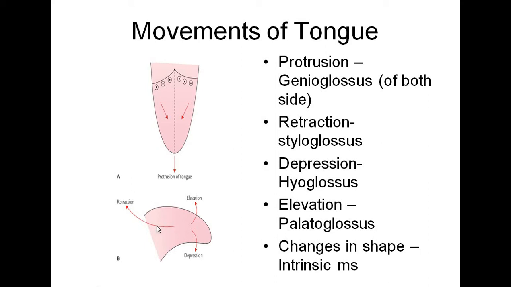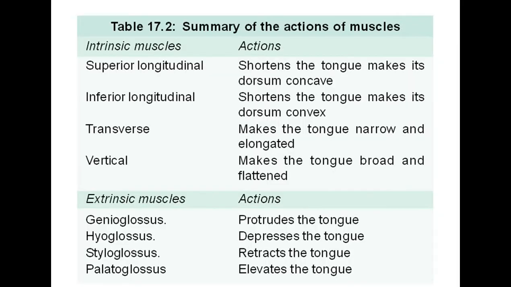The retraction is the backward pulling of the tongue, and it is mainly done by the styloglossus muscle, as its action is to pull the tongue upward and backward. Depression is caused by the hyoglossus muscles of both sides. The elevation is performed by the palatoglossus muscle of both sides, and change in shape is mainly because of the intrinsic muscles. So this is a summary of the action of the muscles.